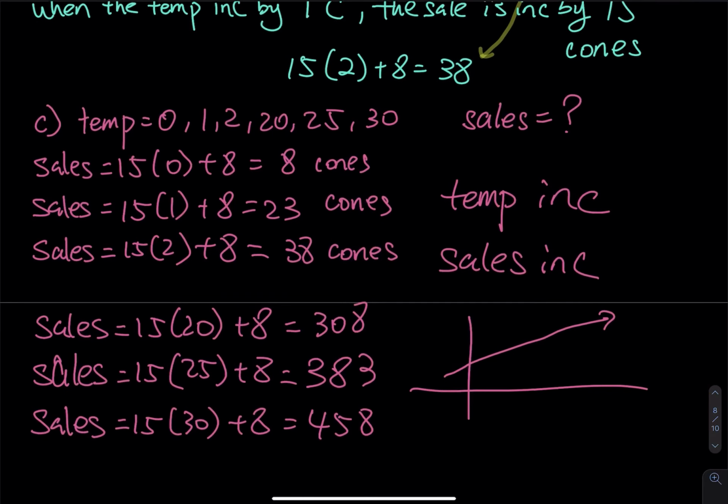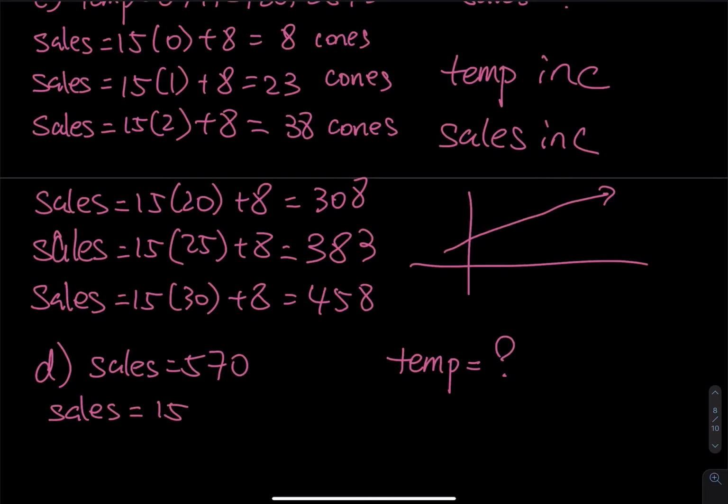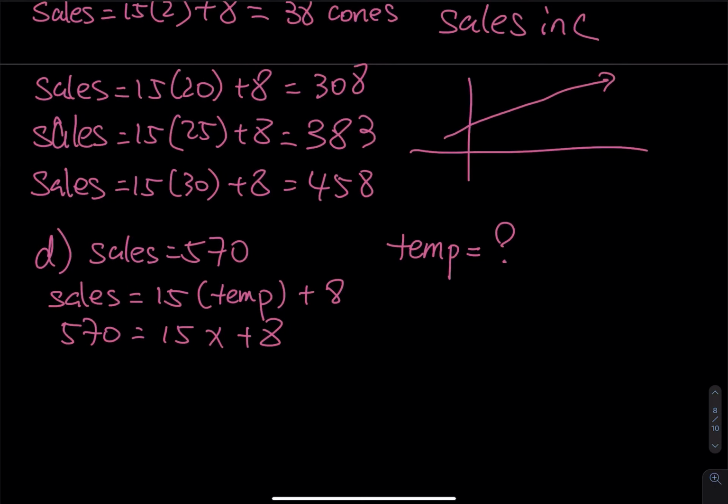And then in part D, I ask you to calculate the temperature. I give you sales equal to 570 cones. Can you tell me what the temperature is? All right, so again, we have sales equals 15 times temperature plus 8. So the sales is 570, and then 15 is 15. The temperature, we let that be x, add 8 to it. All you have to do is solve for x.